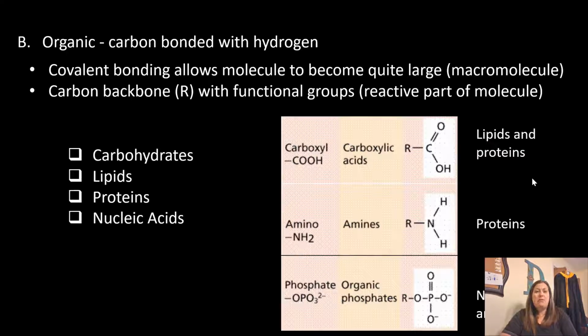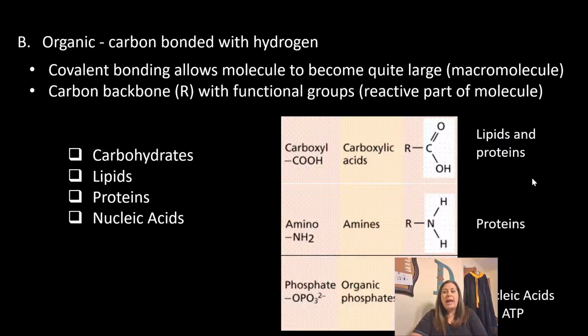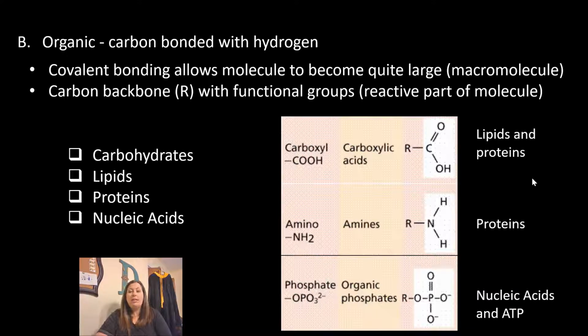Some main examples that we see when we're talking about organic molecules are carbohydrates, lipids, which are fats, proteins, and nucleic acids. You can see here that carboxyl groups are a lot of times found in lipids and proteins. Amino groups are found in proteins, and phosphate groups are found in nucleic acids and ATP. So these show you some of the functional groups and what kind of molecules they are associated with. In this lecture we're going to look at each of these macromolecules in a little more detail, and we're going to start with the carbohydrates.